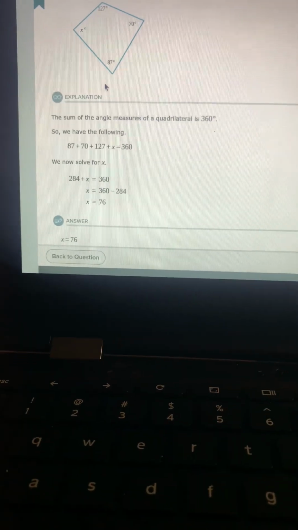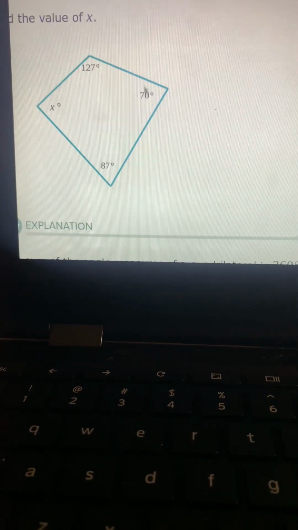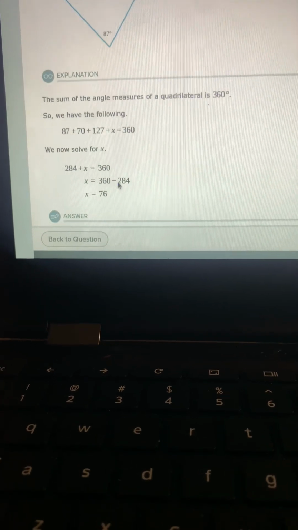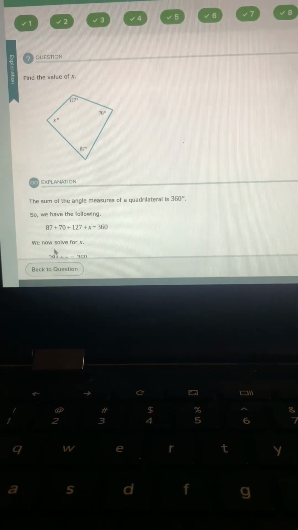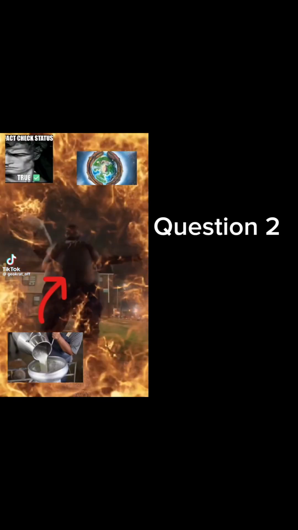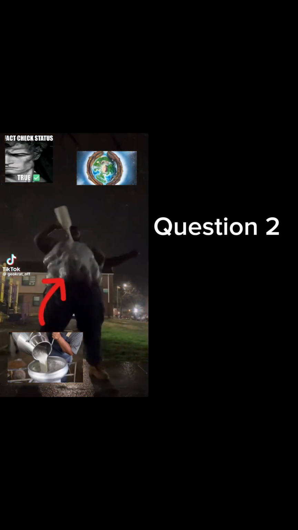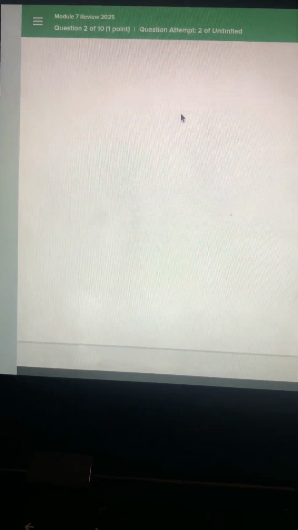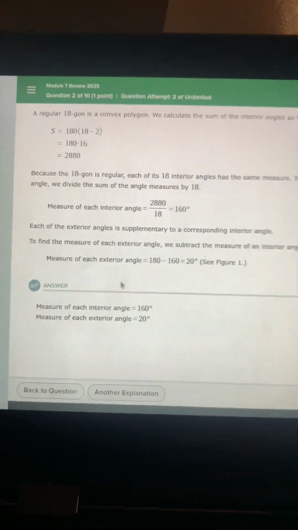So the first question is really easy. You just add up the numbers you get right here, and the number you get after adding them up, you subtract it by 160, and that would be your answer. That's super easy for number one. But for number two, whew, that's when things get a little bit exciting.